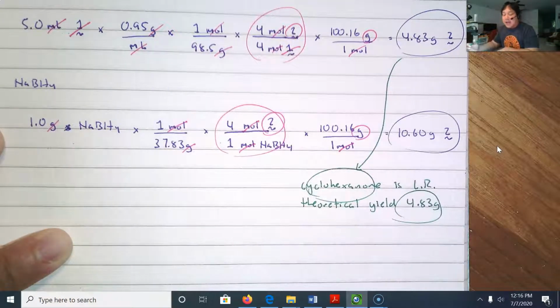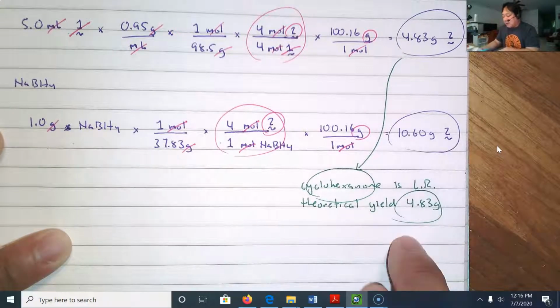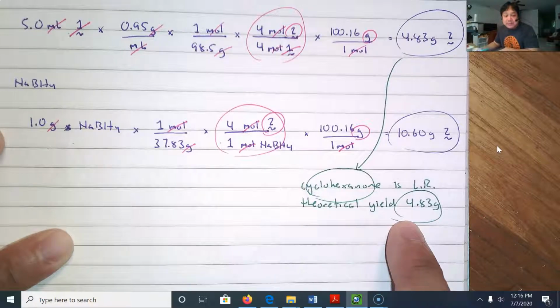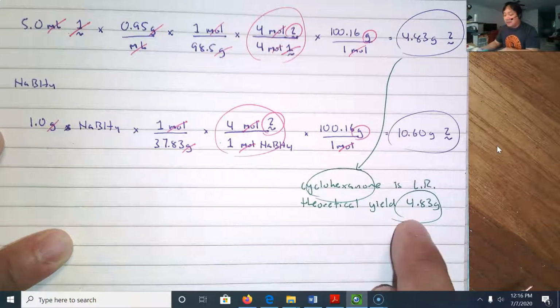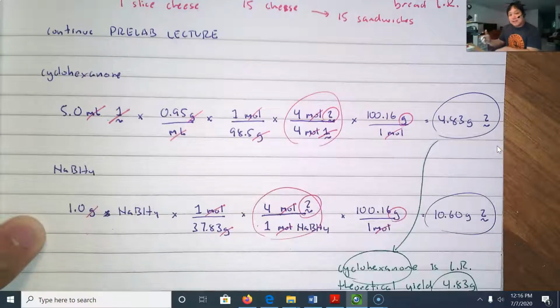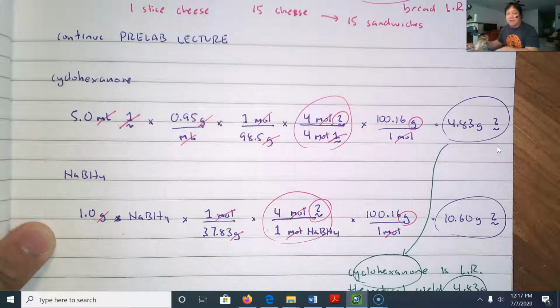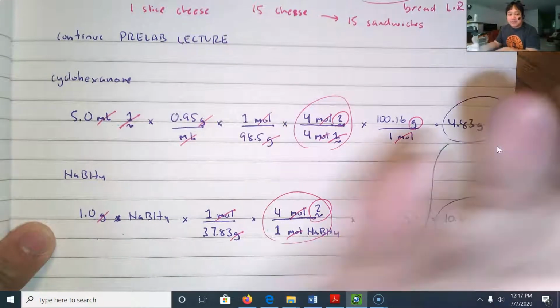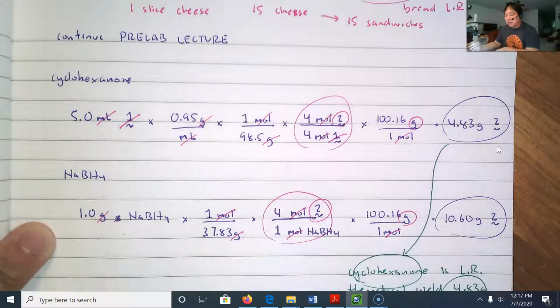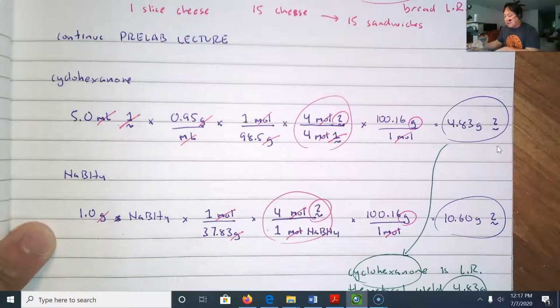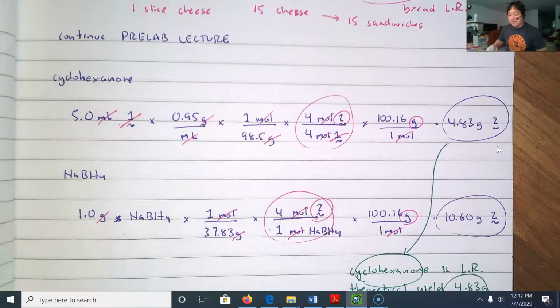If I get an actual yield, if I weigh my product at the end of the experiment and I have only 2.4 grams, that is a percent yield of only around 50%. All right, so that is the pre-lab lecture. In another video, I'm going to show you how to do the pre-lab entry, because for all of us, this is the first time we're doing a pre-lab entry where we are concerned about stoichiometry, theoretical yield and percent yield. That will be in a separate video.